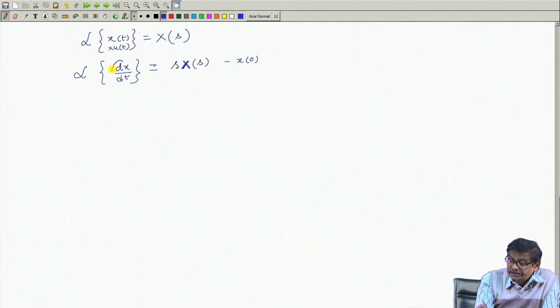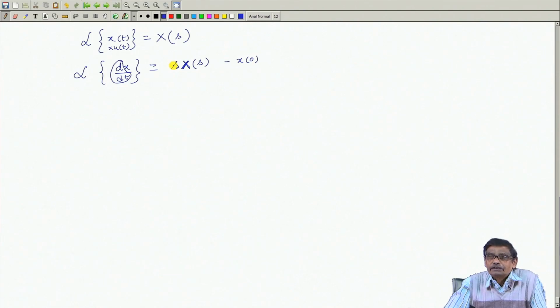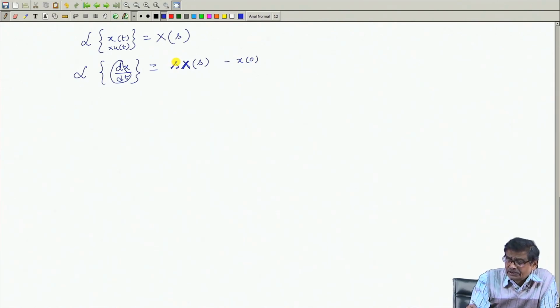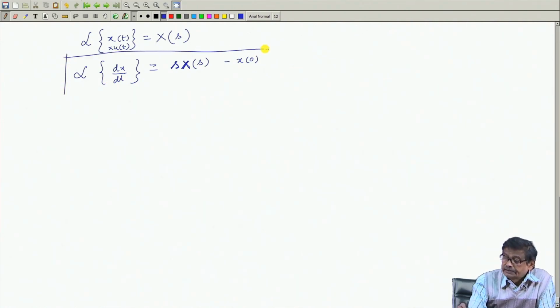So, as if this d/dt has been replaced by s, like in the sinusoidal phasor notation d/dt was replaced by j omega. The Laplace transform is a more general frequency, not only j omega, but sigma plus j omega. One can think in terms of that correlation, but this is the story. So, we have got this one for dx/dt. This is one interesting result.